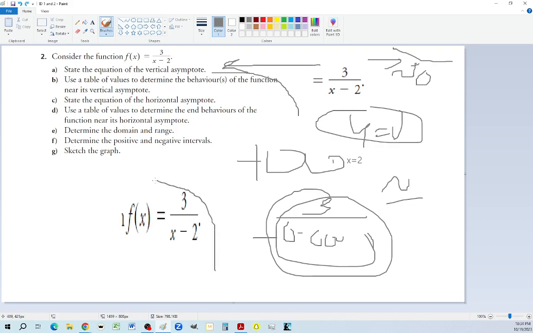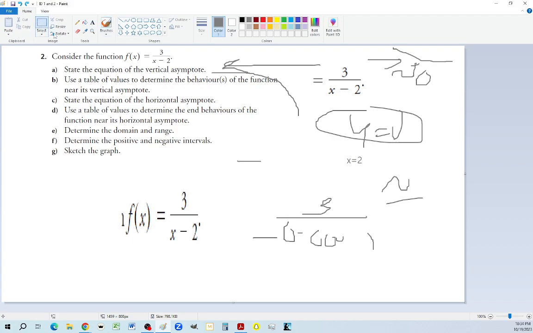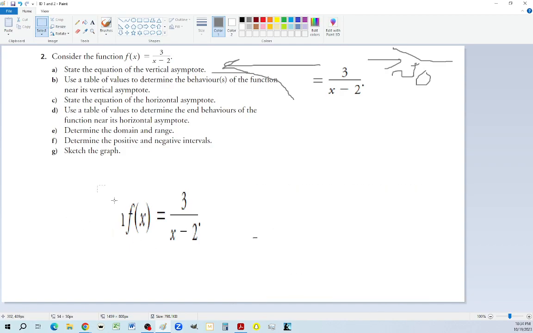And remember, we approach the horizontal asymptote from the bottom. So over here, it's going to be like that. So that almost automatically means we can sketch our graph. Domain and range: the domain is x is an element of the reals, except x cannot be 2. And the range is y is an element of the reals, except y cannot be 0.